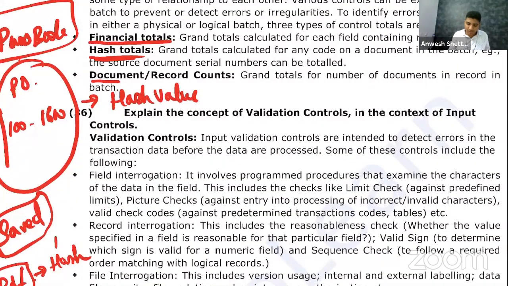Then the next one is something called document record counts. We already discussed that, you have a file of 100 invoices. You see how many are issued, how many are cancelled, and how many should be there at the end of the period. So if the count does not match, then you know that there is something wrong.